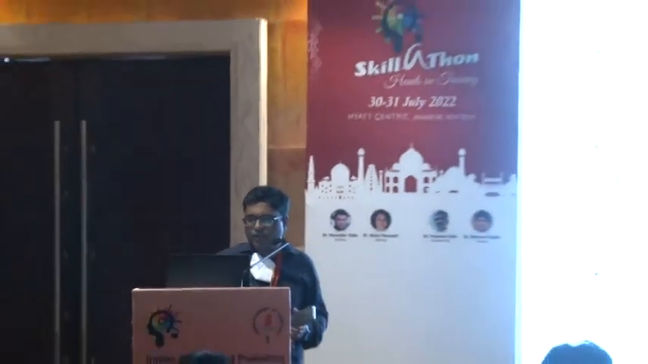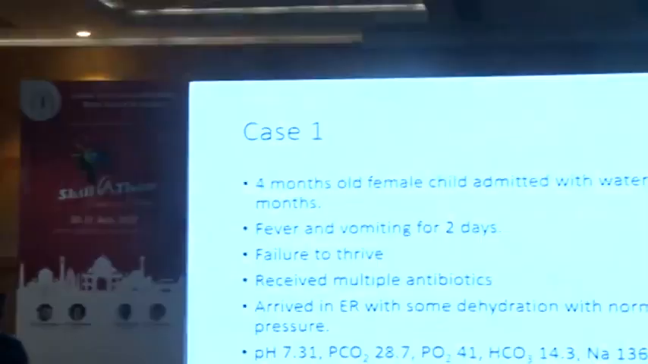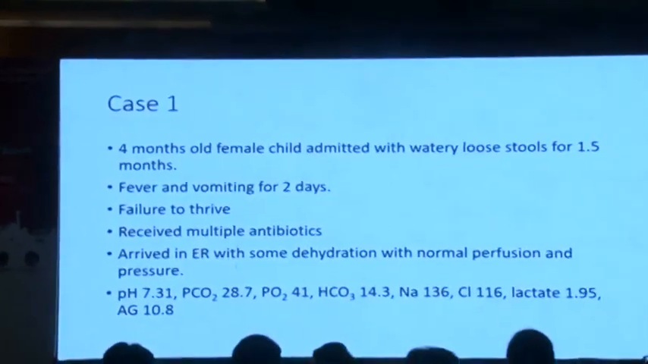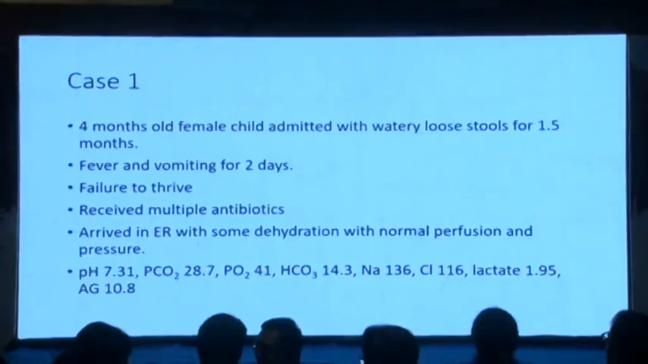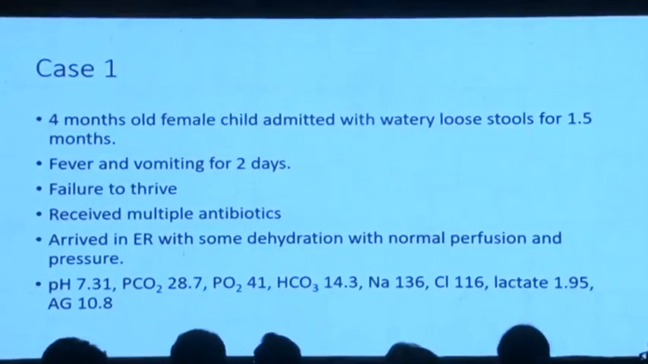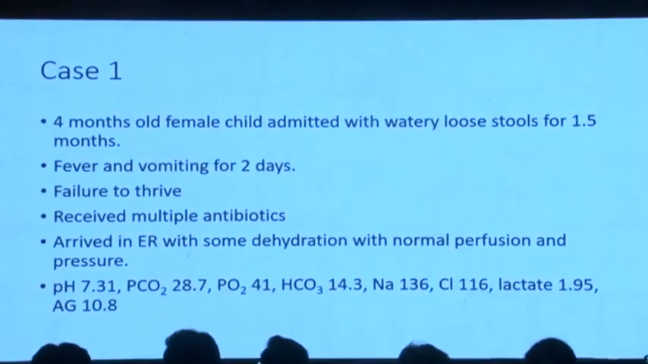Suppose let's look at this one, a 4-month-old female child admitted with a clear-cut history of loose stools. It has been going on for quite a while, 1.5 months. Fever and vomiting for the last 2 days, failure to thrive, received multiple antibiotics. In the ER, we found that the child is having some dehydration with perfusion relatively maintained. The blood pressure is maintained here.